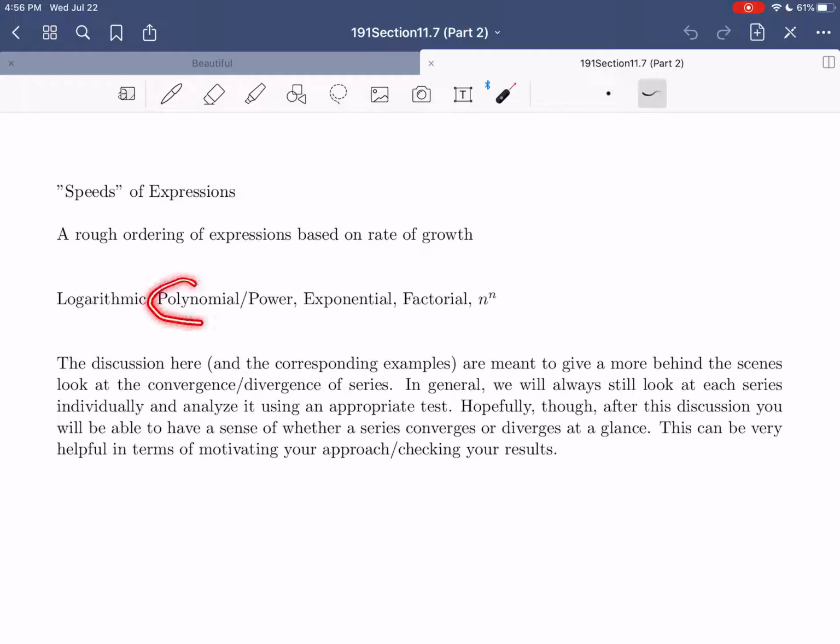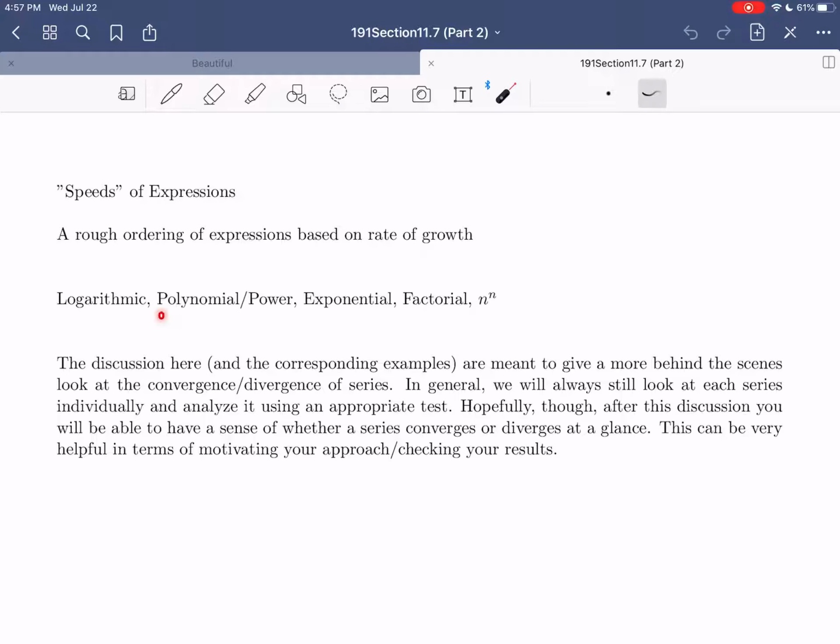The next tier, which is a faster growing type of expression than logarithmic, are polynomial or power expressions. We mean things like n or n squared or even the square root of n. And that's why we say power expressions. In other words, n raised to some power. These polynomial expressions are faster than logarithmic ones. Even things like the square root of n grow more quickly than a logarithmic expression. If you want, you can check that. Take a really large number like 1,000 or 1,000,000. Try the natural log of 1,000. Compare that to the square root of 1,000. The square root of 1,000 is slow growing, but it's much faster than the logarithmics.